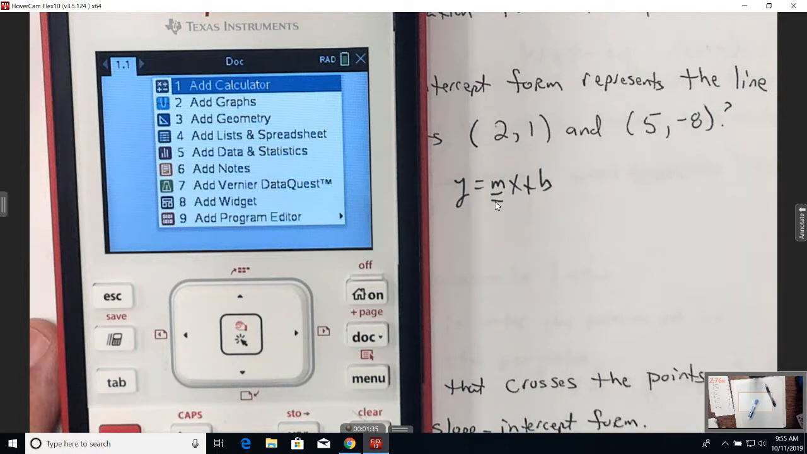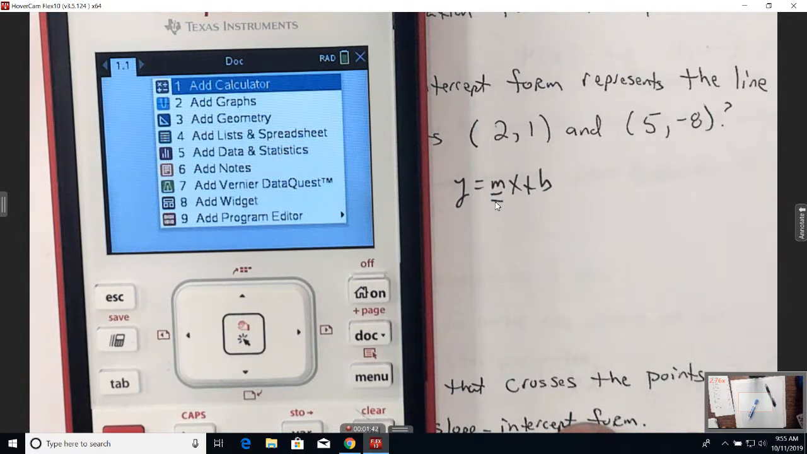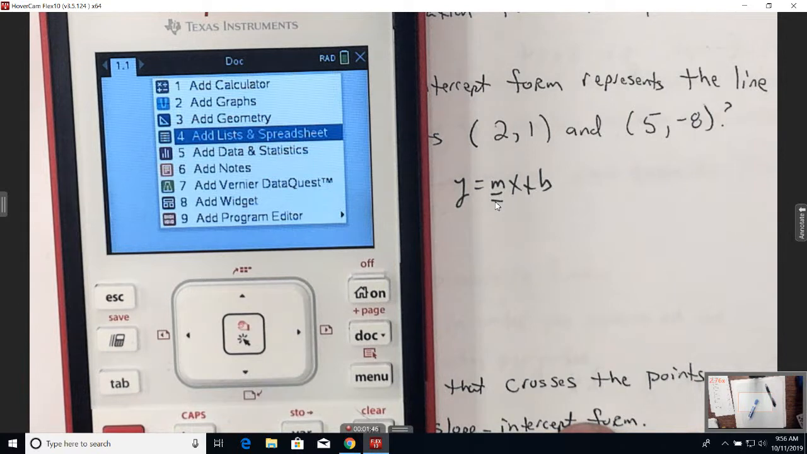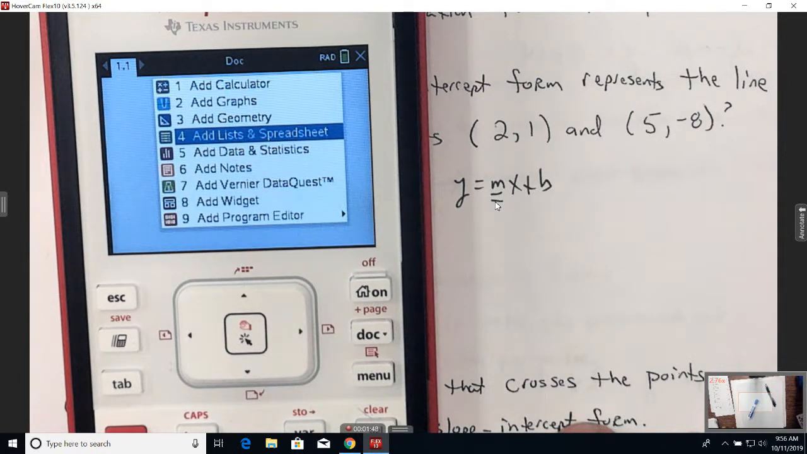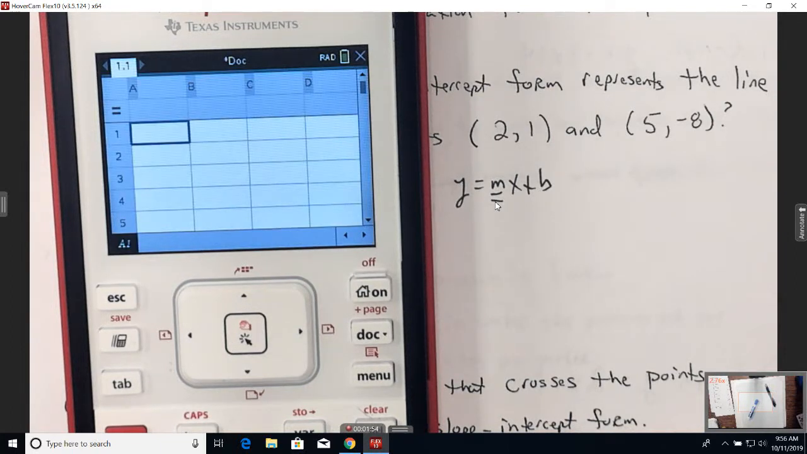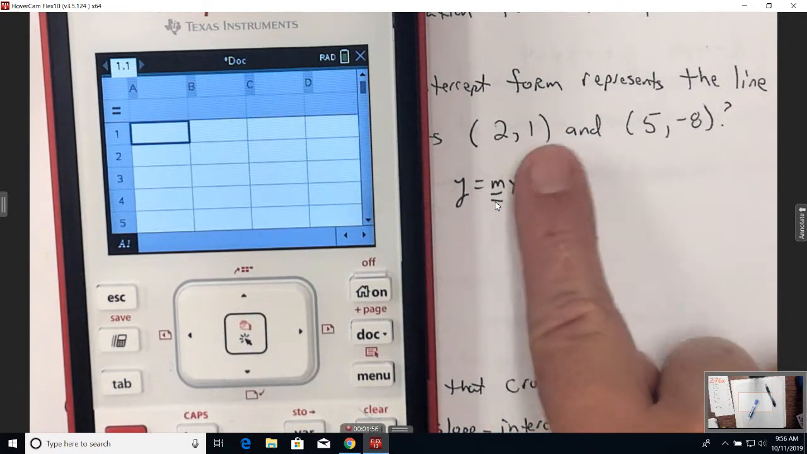Now, I want to enter points into my calculator. Can anybody tell me how to enter points in my calculator? Do y'all remember how to do that? When we did scatter plots, what did I have to go to? Lists and Spreadsheet. So hit 4 or just move that highlighted section to Lists and Spreadsheet and hit Enter. Either way.